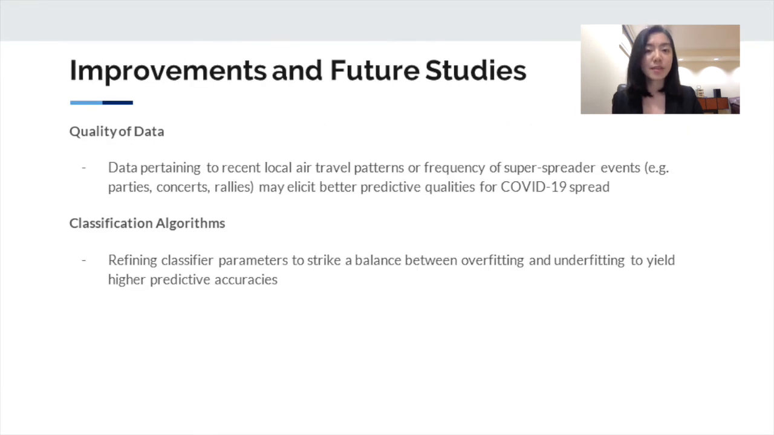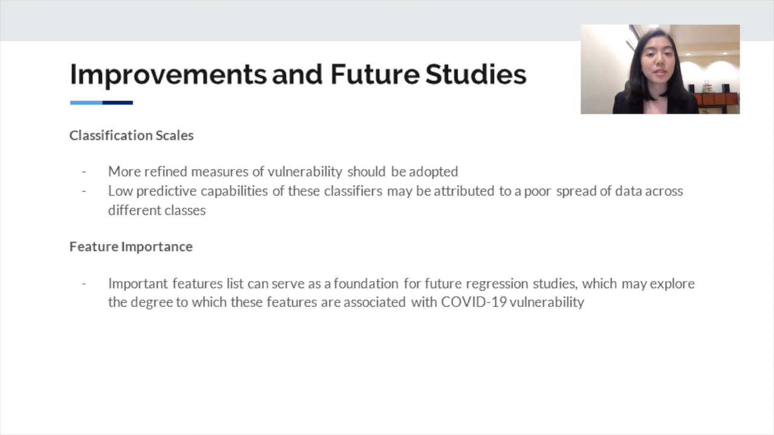In future iterations of this study, it will be important to collect more data relevant to the spread of COVID-19. For example, data pertaining to recent local air travel patterns or the frequency of superspreader events such as rallies and concerts. In addition, the optimization of classifiers has the potential to yield much higher predictive accuracies, seeing that we only adjusted a few parameters for each classifier. In the future, it will also be important to adopt more nuanced and refined vulnerability scales that may take into account other factors such as the acceleration of infection rates.